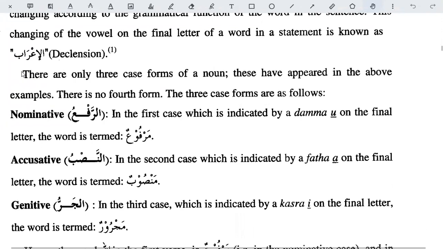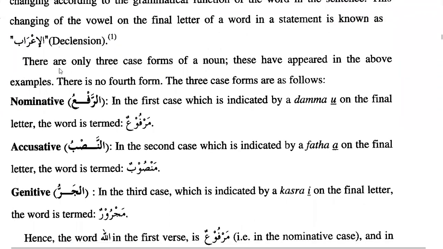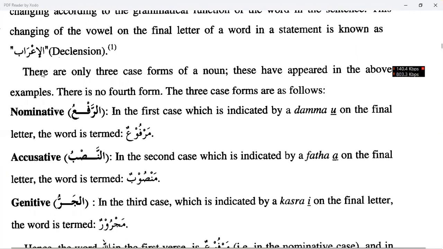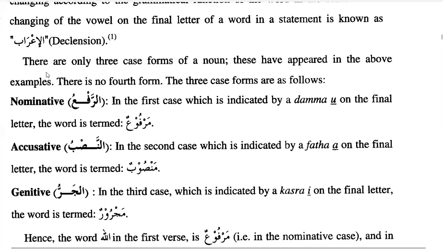So now read this. Now, there are only three case forms of a noun. These have appeared in the above examples. There is no fourth form. The three case forms are as follows. Nominative, al-rafu. In the first case, which is indicated by a dhamma, u, on the final letter, the word is termed marfu.